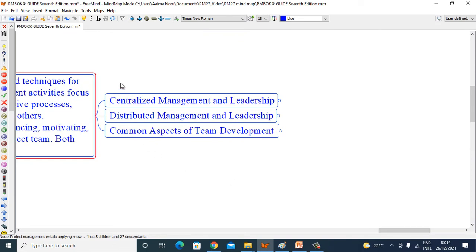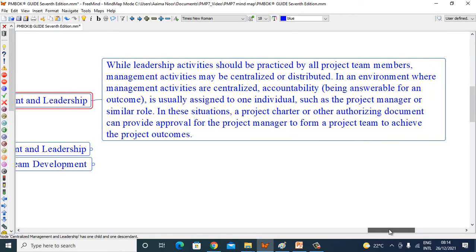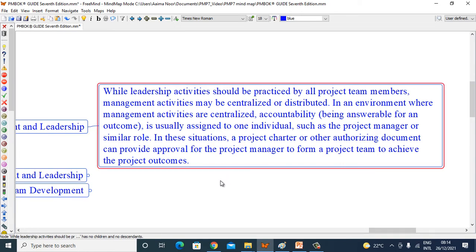Then we'll see centralized management leadership, distributed management leadership, and common aspects of team development. Let's see centralized management leadership. While leadership activities should be practiced by all project team members, management activities may be centralized or distributed. In an environment where management activities are centralized, accountability, being answerable for an outcome, is usually assigned to one individual, such as a project manager or similar role. In this situation, a project charter or other authorizing document can provide approval for the project manager to form a project team to achieve the project outcomes.